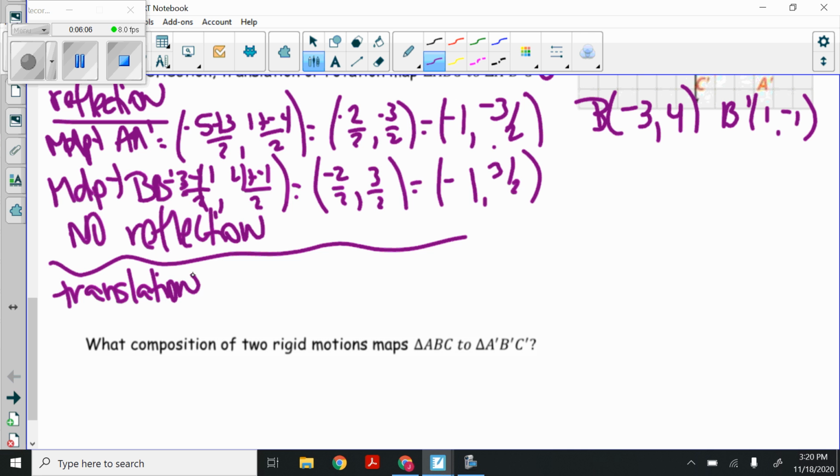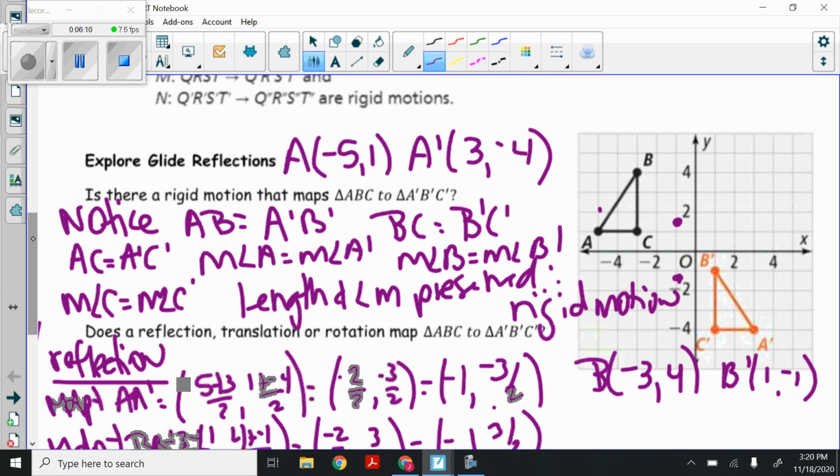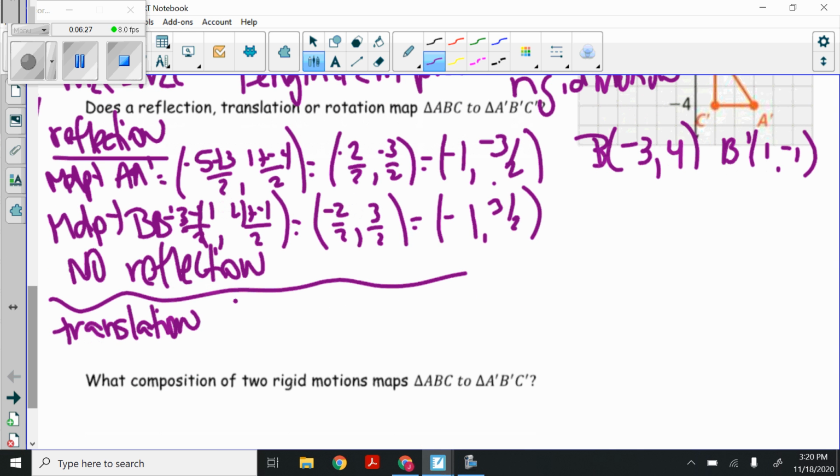Remember, a translation is simply moving left or right, up or down. So if I take point A, to get to A prime, I would have to move 1, 2, 3, 4, 5, 6, 7, 8 spaces right, 1, 2, 3, 4, 5 down. So 8 to the right and 5 down. And that would have to work on all of them.